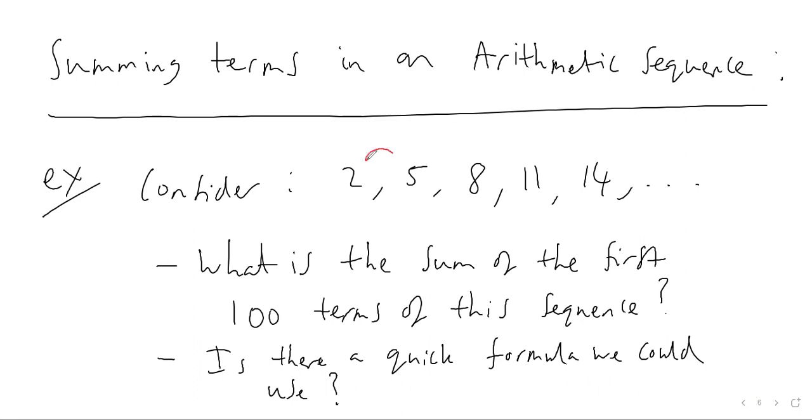First of all, it is an arithmetic sequence because each time we're adding 3. So this is definitely a linear sequence. This is definitely an arithmetic sequence because remember, linear and arithmetic sequences are exactly the same thing.